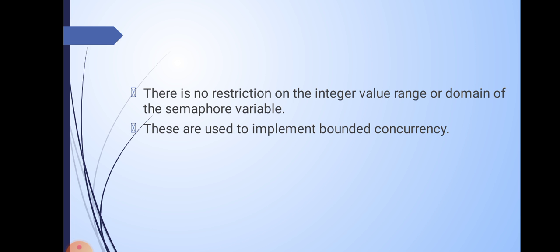Unrestricted domain means there is no restriction on the integer value range, like 0 to 1, or any integer value. It may be 1 to 100 or 100 to 200, like that. Whatever the value of a semaphore may be, the range or domain of the semaphore variable is not restricted. So these counting semaphores are used to implement bounded concurrency.